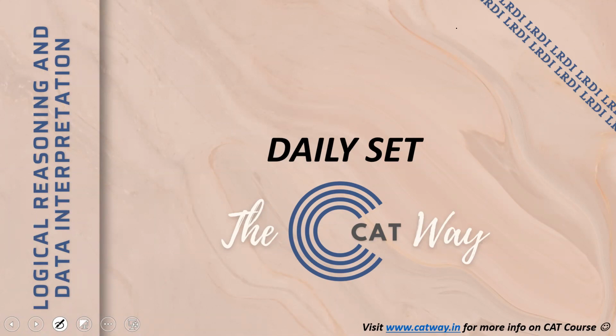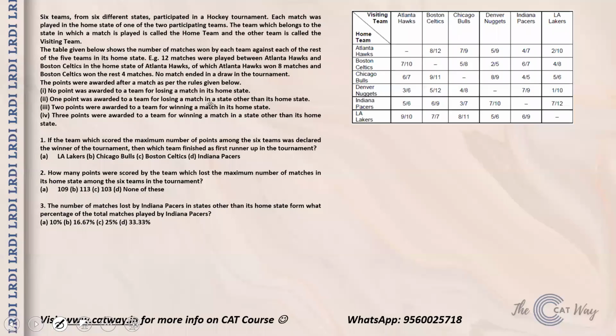Now moving on to the set that we have. It says that there are 6 teams from 6 different states and they participated in a hockey tournament. Each match was played in the home state of one of the two participating teams. The team which belongs to the state in which the match is played is called the home team and the other team is called the visiting team. Now, the table given below shows the number of matches won by each team against each of the rest of the 5 teams in its home state.